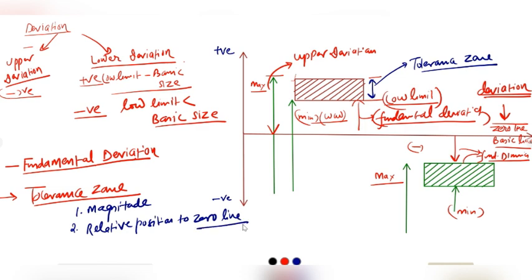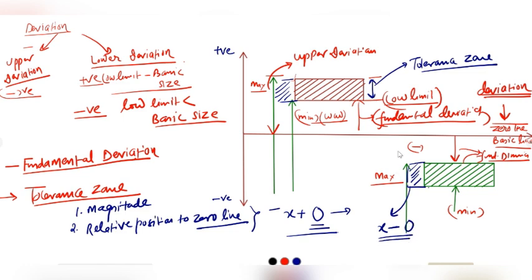Magnitude will be exactly the difference between the two sizes. So this is the maximum size and this is the minimum size. This will be the tolerance in this case, and this will represent the tolerance in this case. Now, since this tolerance is over and above the basic size, if basic size is, suppose, x, then this tolerance zone will be x plus some value. Whereas in this case, if basic size is x, then this tolerance will be negative some value, as it is on the negative side of the basic or zero line.